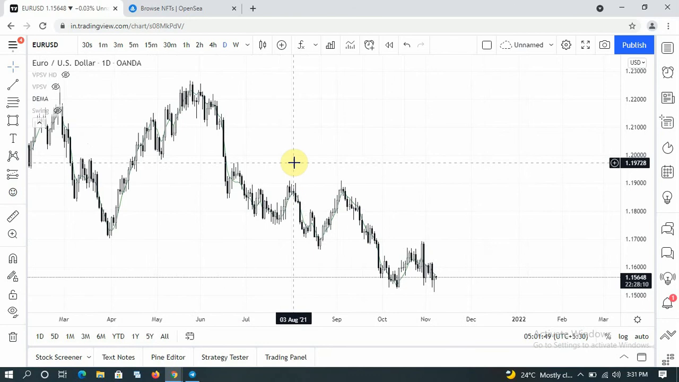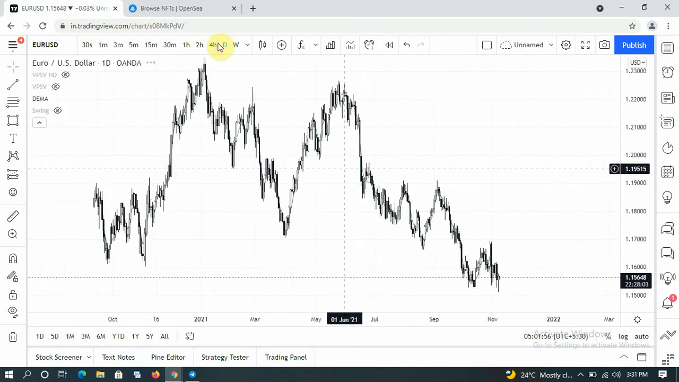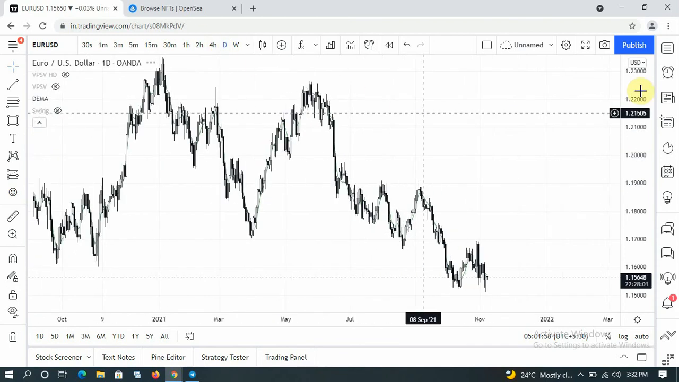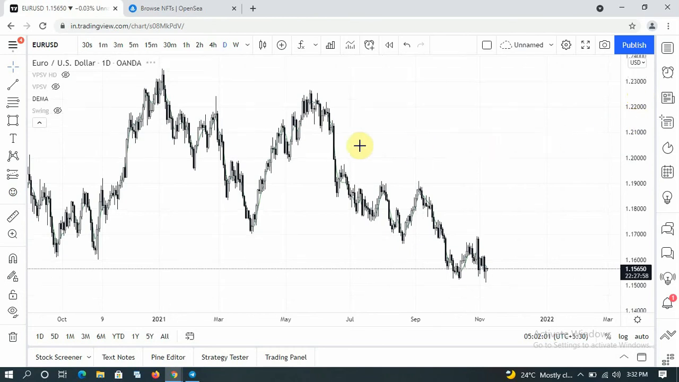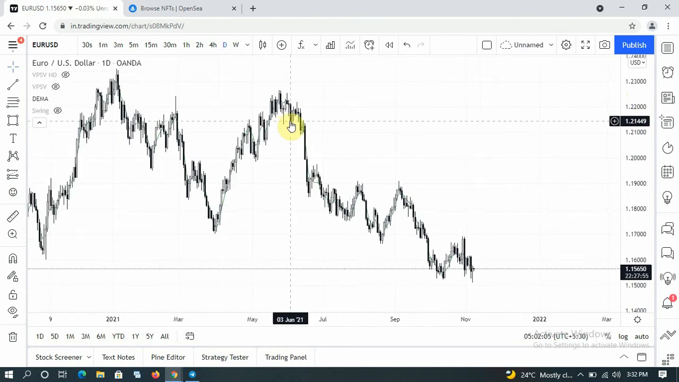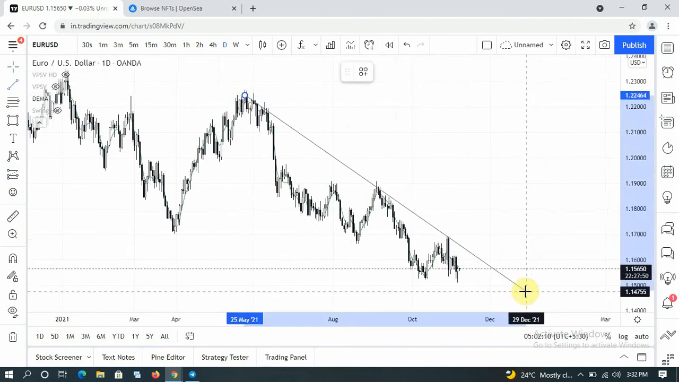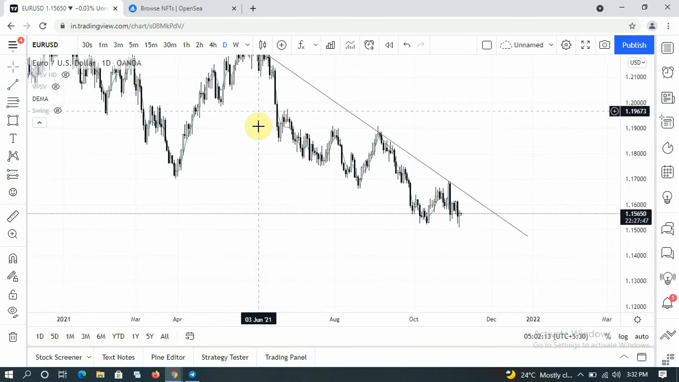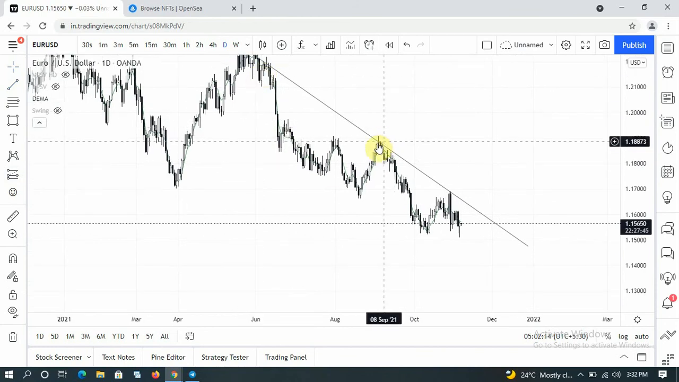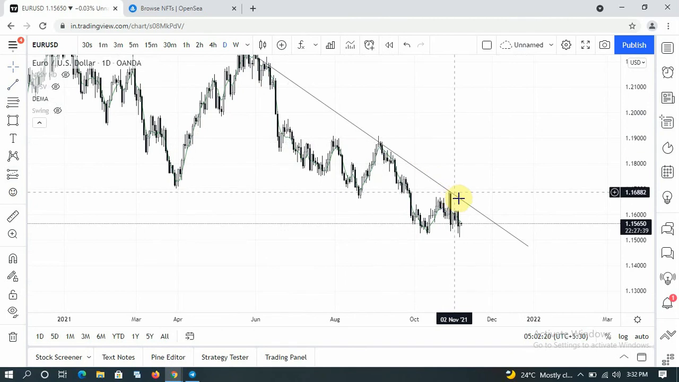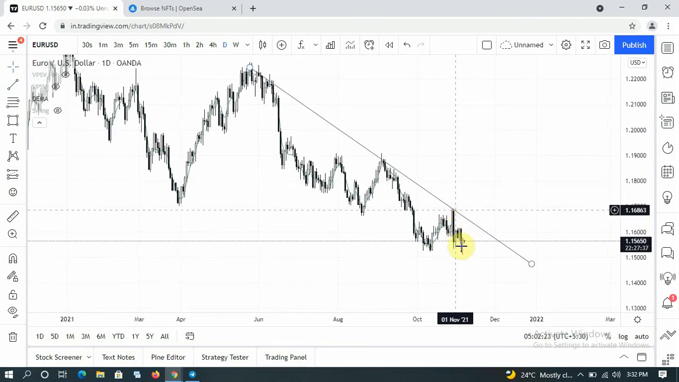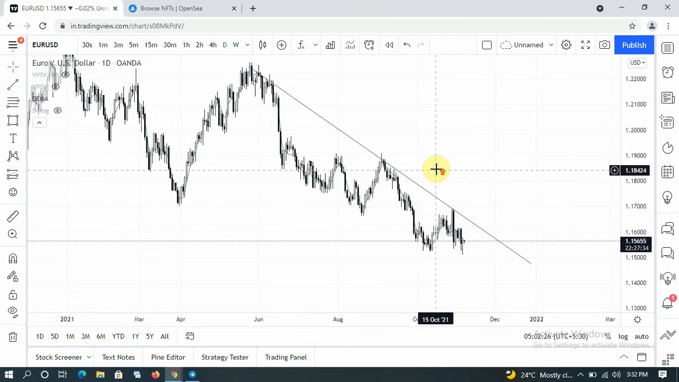All right, so let's just start right away. Right here we have the EUR/USD, and the first thing you can notice on this daily time frame is that this is a bearish market from the daily perspective. You can see we have a low right here, another low right here, then lower highs and lower lows. So we're getting bearish moves.